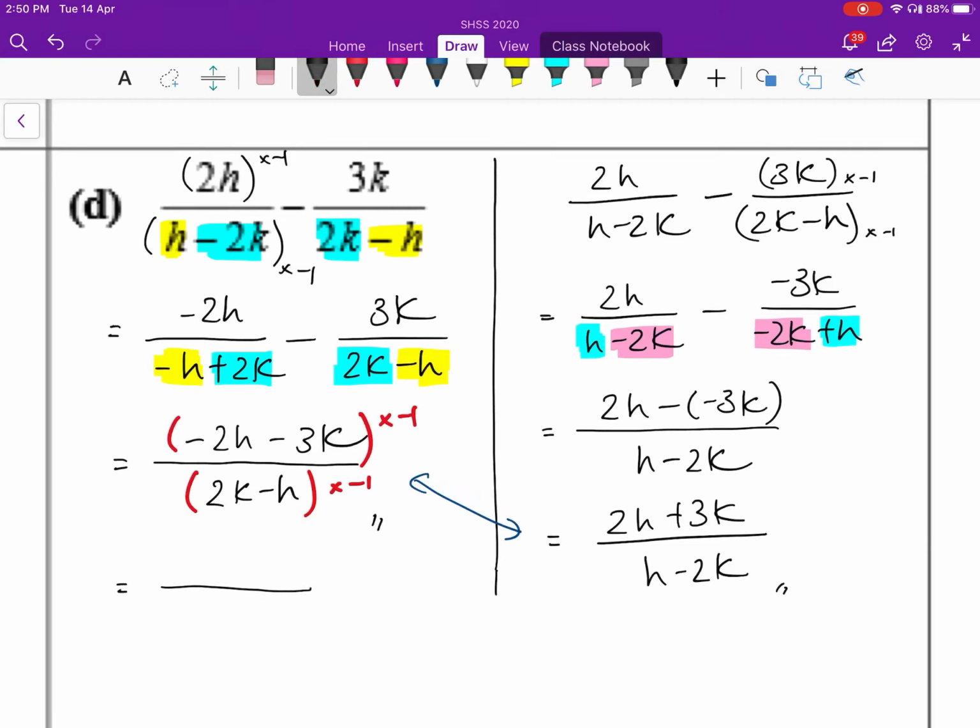Minus 2h minus 3k times minus 1 is 2h plus 3k. At the denominator, if I multiply by negative 1, I'll get minus 2k plus h. If you notice, isn't it the same now? But don't worry, you can either leave your answer as 2h plus 3k over minus 2k plus h, or the minus 2h minus 3k over 2k minus h. So in other words, it doesn't matter if you multiply the negative 1 to the left side or to the right side. We will still mark you correct. Alright, and the answer is exactly the same as what I proved to you here.